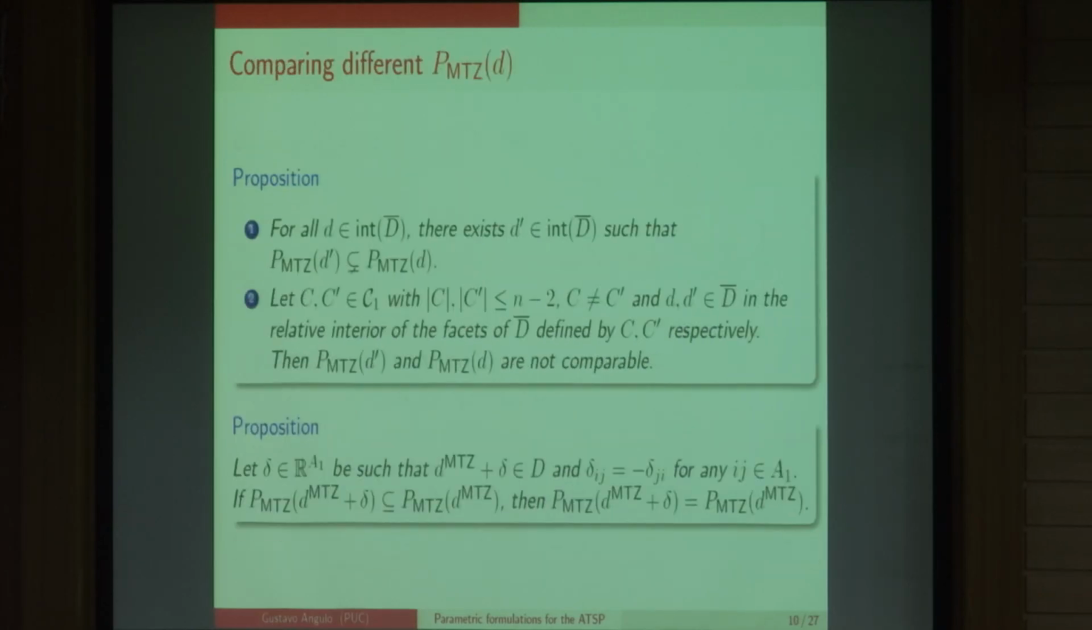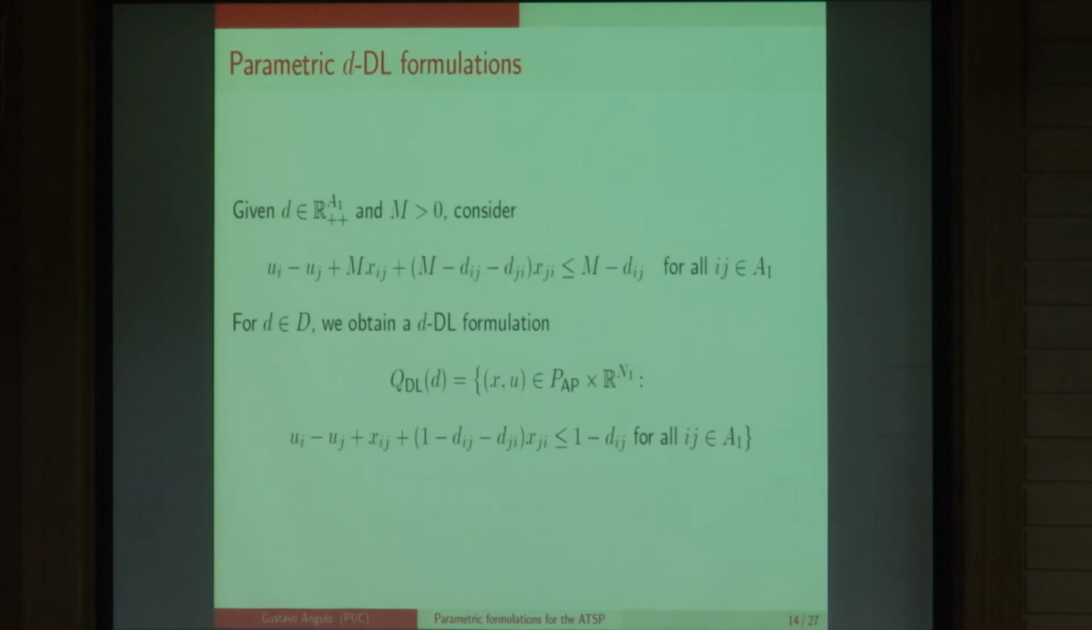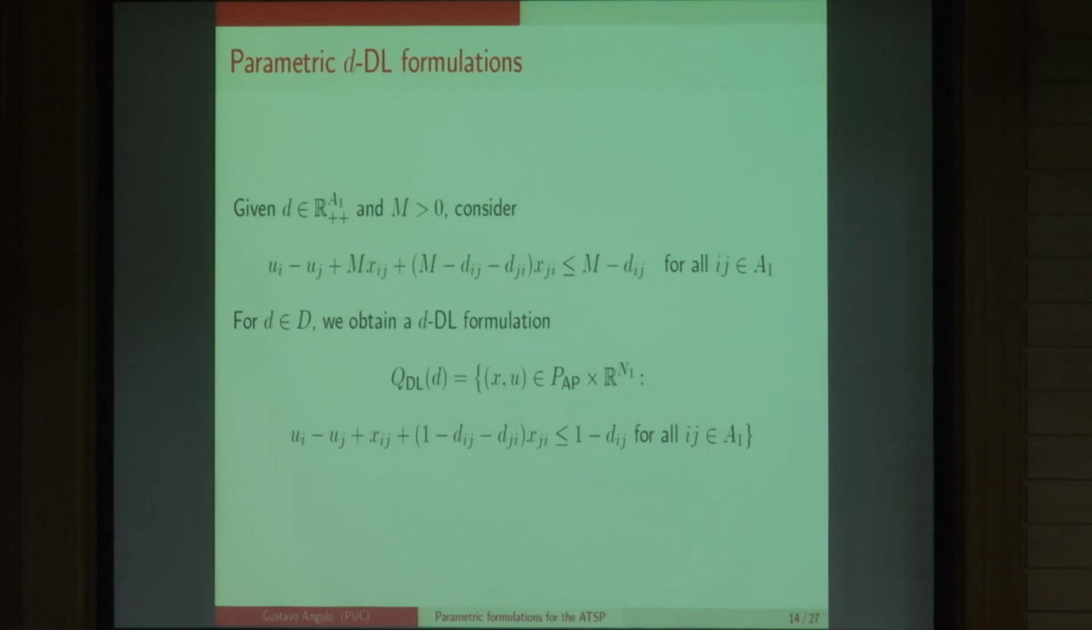So after thinking a bit, we propose this kind of constraint as a natural generalization for the DL formulation, where again the d has to be a positive vector and M has to be a large enough constant. If we normalize, taking M equal to 1 and d being in the set capital D, we get this generalization of the DL formulation, right? So M is 1 here, and also 1 here, okay? And d has to be in capital D.